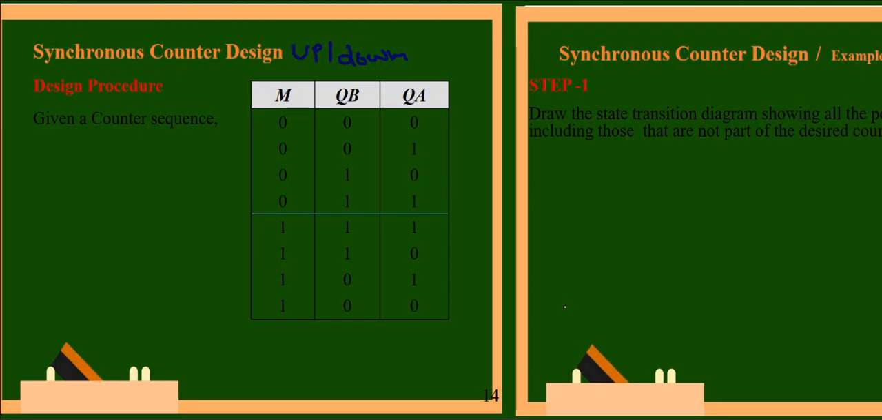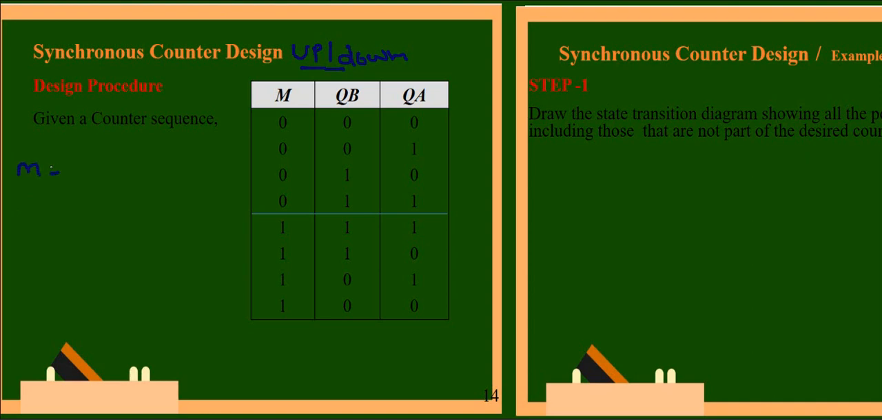Hi everyone. Today we will discuss the synchronous up and down counter. That means we previously discussed how to act as an up counter and how to act as a down counter. But can we do it together, up and down? So here we are using one switch called mode M.